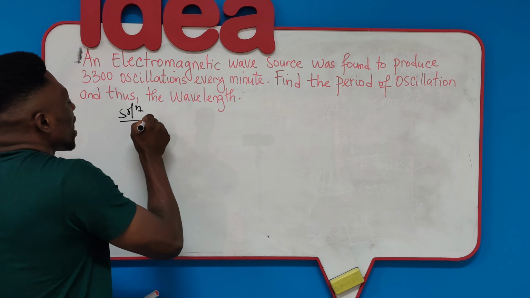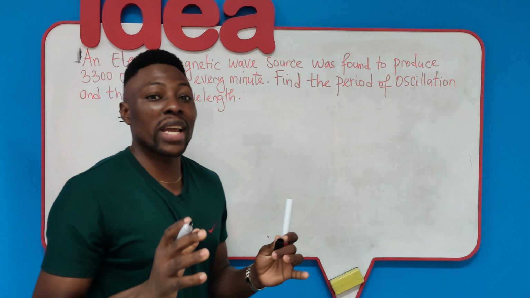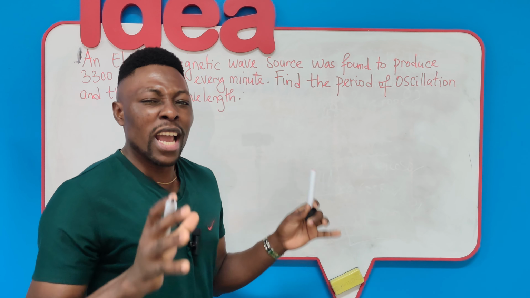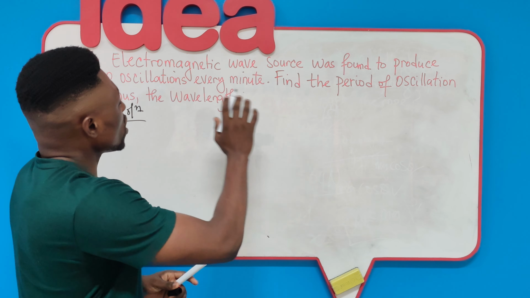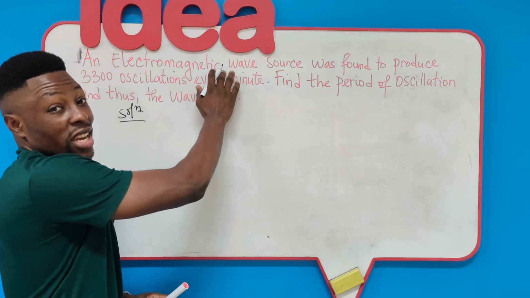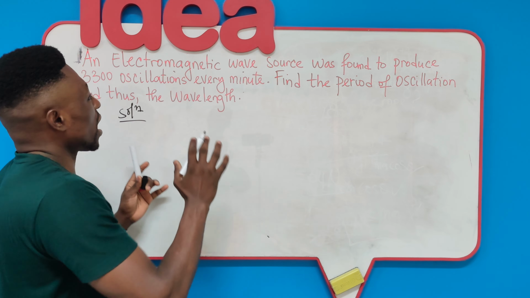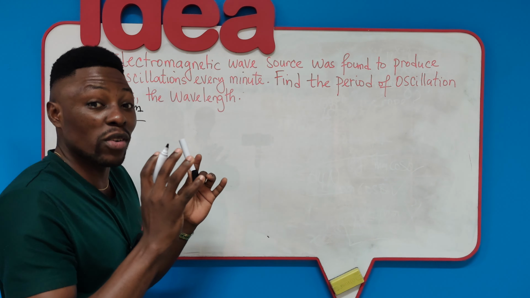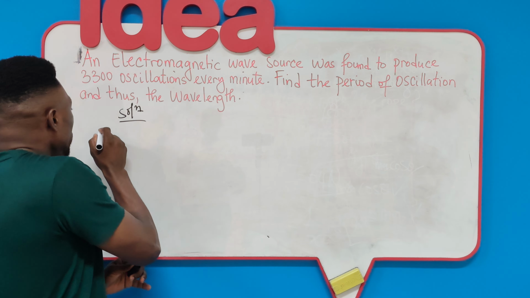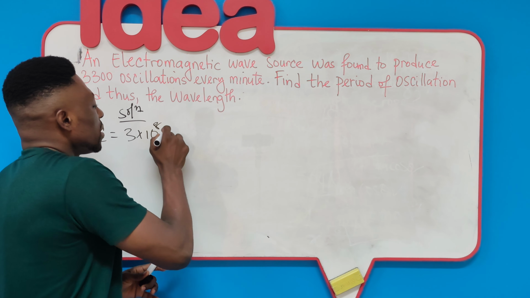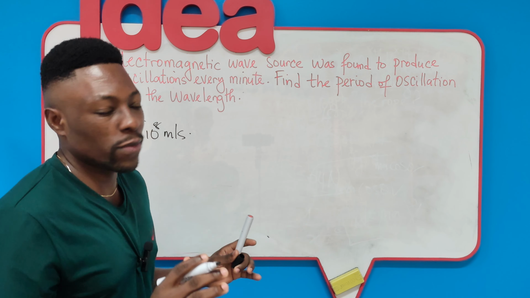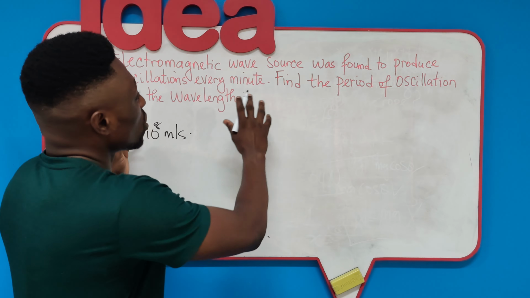Just to remind us, when reading this kind of problem, we have to read in between the lines, because there is lots of information hidden between the lines. First of which here is electromagnetic. Once we are dealing with an electromagnetic wave source, the speed of that wave is going to be 3 times 10 to the 8 meters per second. That's the first information to extract by reading between the lines.